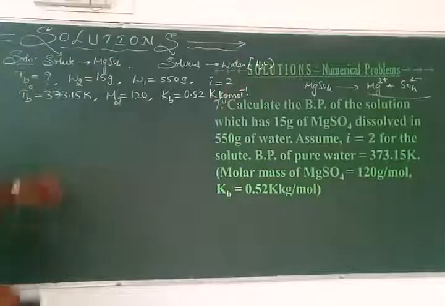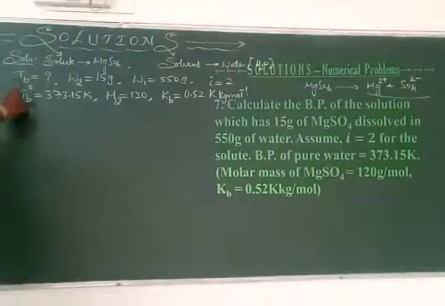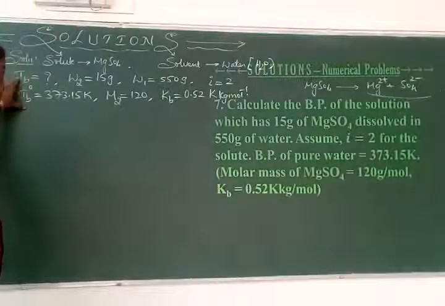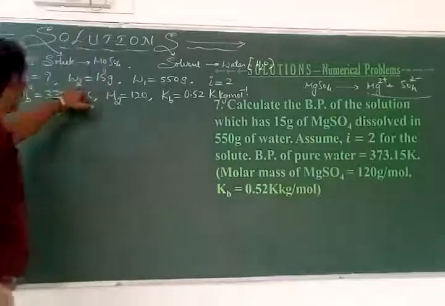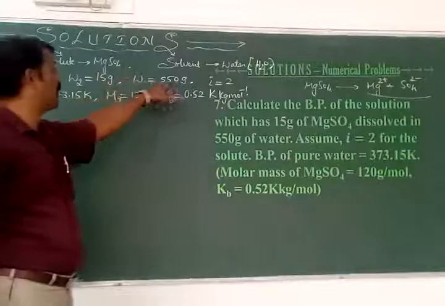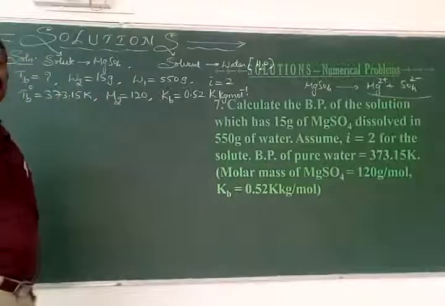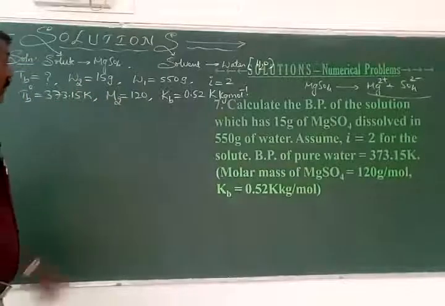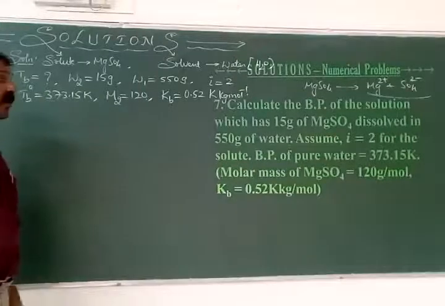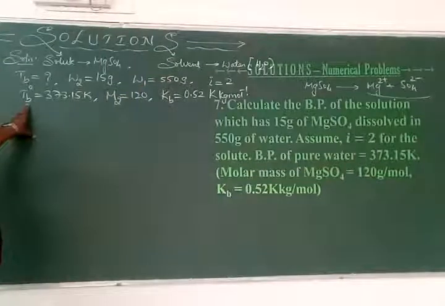First, the solute for this one is going to be magnesium sulfate and the solvent is going to be water. So here we have to find out the boiling point of the solution, that is Tb. The mass of magnesium sulfate taken is 15 grams, and it is dissolved in 550 grams of pure water. Therefore, W2 is equal to 15 grams and the mass of the solvent, that is water, W1, is equal to 550 grams. And also it is readily given that the i factor, the van't Hoff factor for magnesium sulfate, is going to be 2.